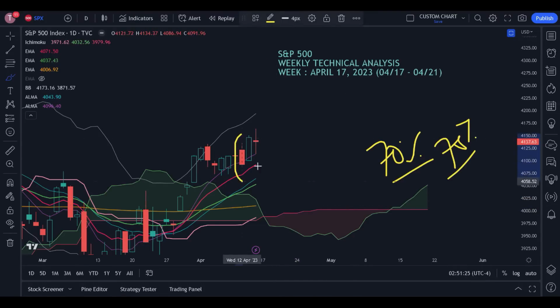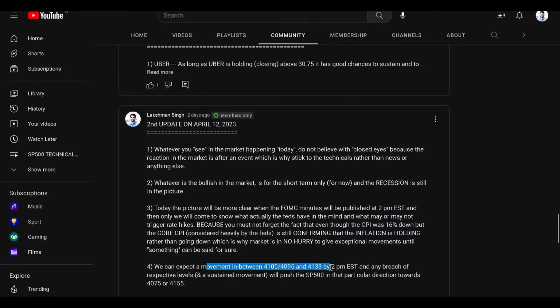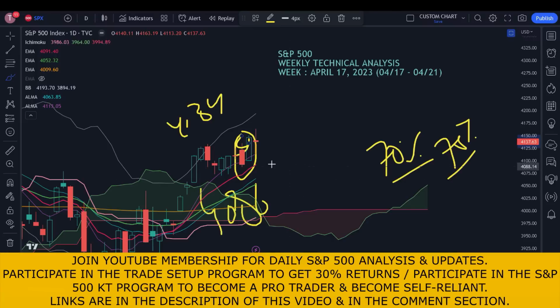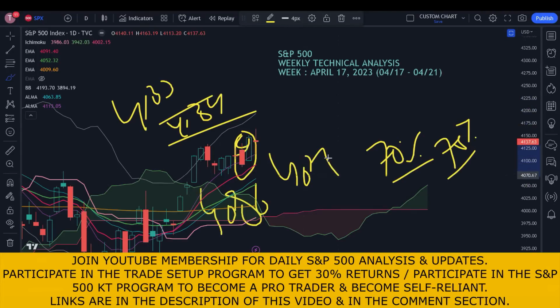Now what we saw on Wednesday was a heavy bearish candle. The high of the candle was 4134 and the low of the candle was 4086. We knew that the movement would be between 4100, 4095 and 4133 by 2 p.m. Eastern Time US. And any breach of these respective levels would push the S&P 500 in that particular direction, towards 4075 or 4155. We saw that it tried to move up to 4134. We were expecting 4133. Done. Then a downward movement we were expecting maximum up to 4075 and not beyond 4075. What you saw was 4086.